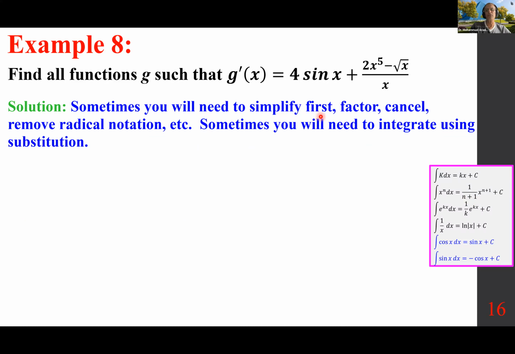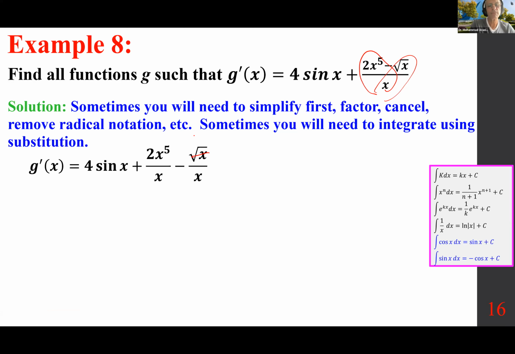Sometimes you will need to simplify first: factor, cancel, remove radical notation, etc. Sometimes you will need to integrate using substitution. So the very first thing here is we split it into two fractions, this one and then this one, where square root of x is x to the power of 1/2, and this is x to the power of 1. We can simplify them as such. Therefore, we can use the power rule on the last two pieces.